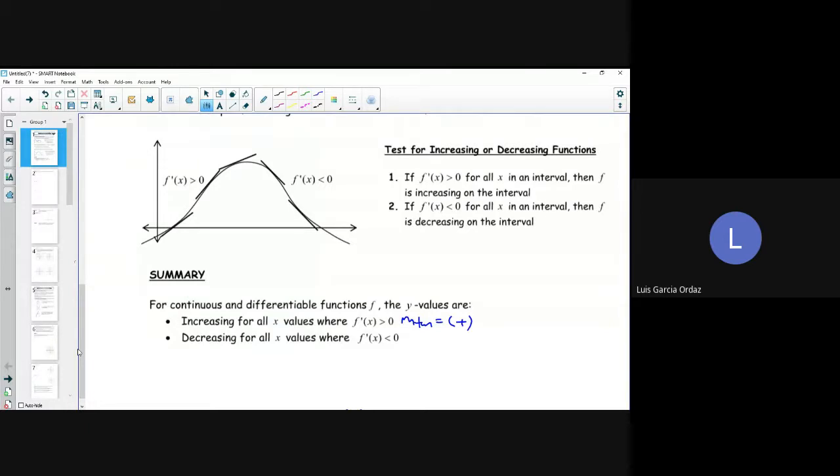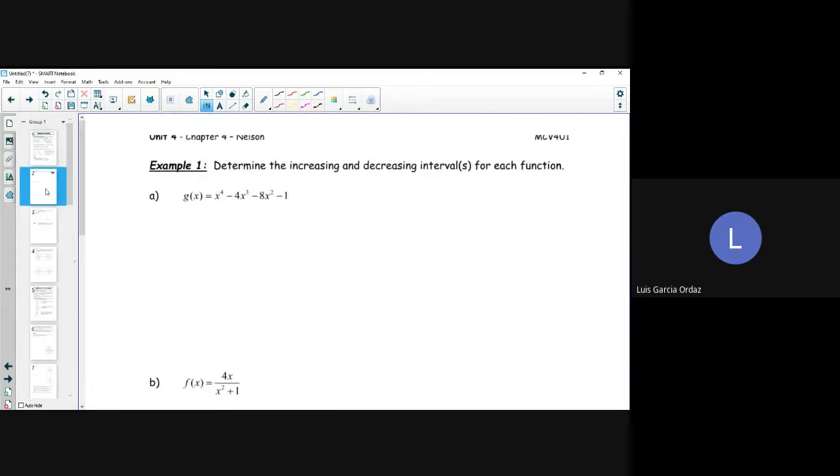And they're decreasing when the slope of my tangent gives me a negative result. Okay? So again, we're just learning about the basics. This should be a pretty easy unit. I'll try my best and not give you guys any headaches in terms of difficult things to look at.